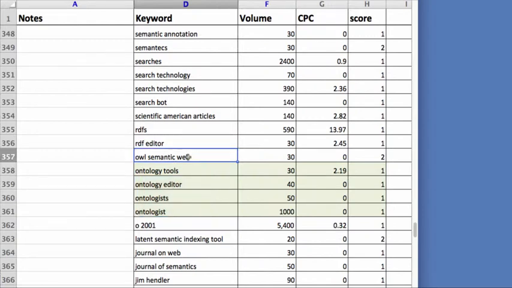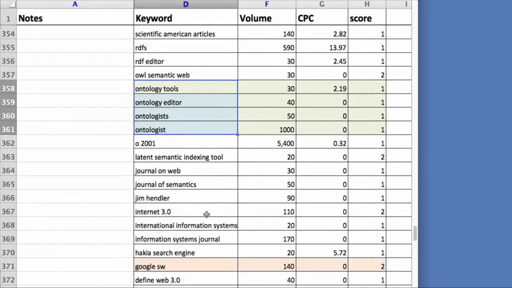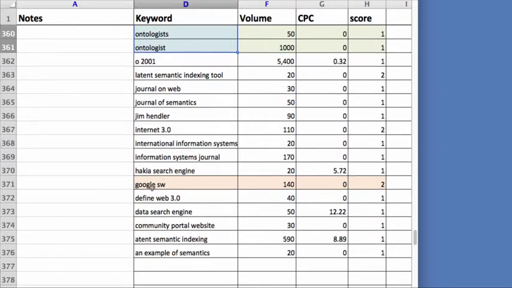Also, OWL semantic web, I have no idea what it is, but it appeared twice. So I don't have a need to really make notes here. I probably could. I mean, I think even just by highlighting, the person that's going to write about these can get an idea how to pull it in. Here's Google SW. So again, you have this acronym, and the volume's even higher, and it did appear twice.